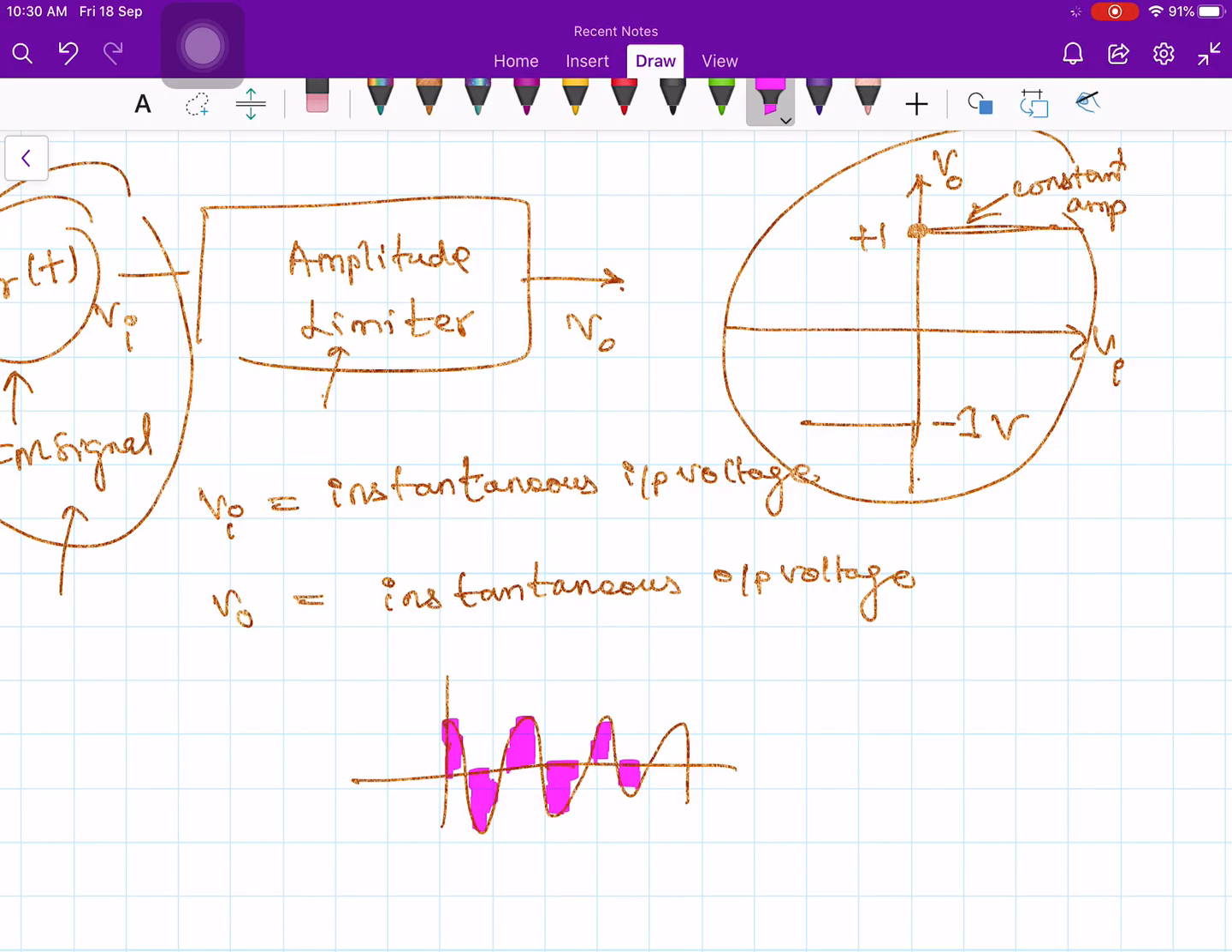Therefore, the entire positive half cycle would become a constant value equal to plus 1. Similarly, the entire negative half cycle will become a constant value equal to minus 1, according to the characteristics of your amplitude limiter. So what kind of operation are we performing here? This is something called a hard limiting operation.